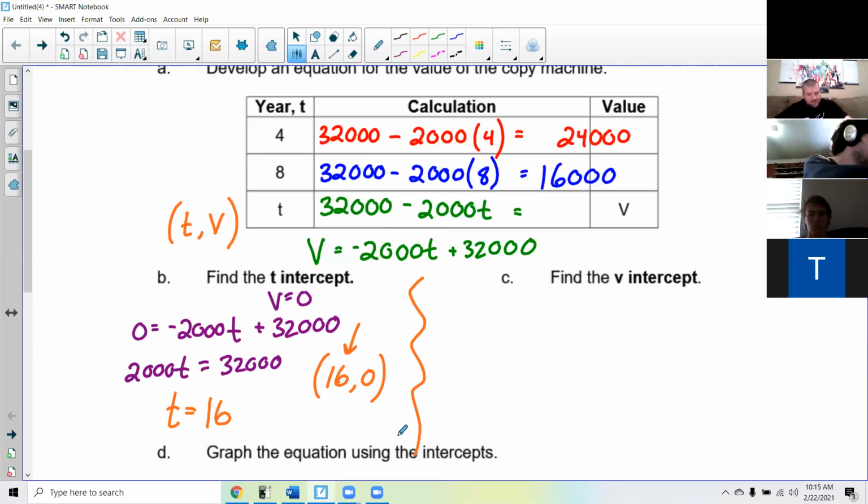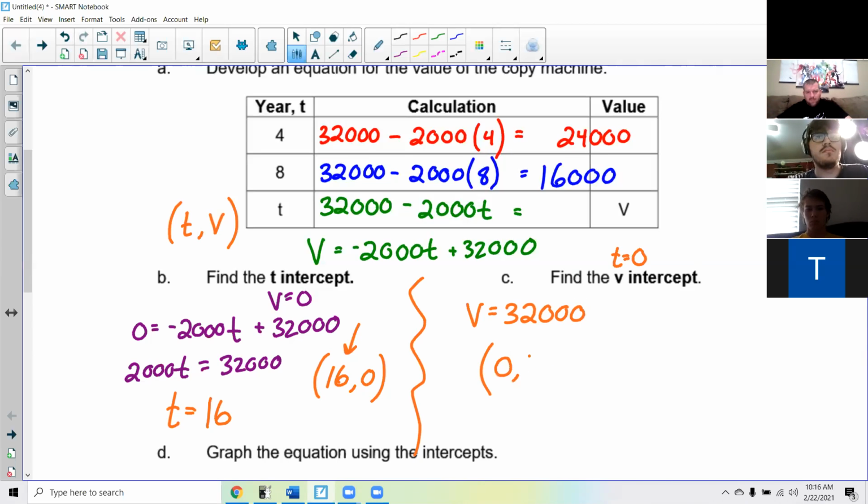Now this says find the v-intercept. If I want to find the v-intercept, that's what I get when I let t equals 0. So I'll just plug in 0 for t. I get v equals negative 2,000 times 0. That's just going to go away. So I'm just left with v equals 32,000. So if I write that as a coordinate, that's going to be the coordinate 0, comma 32,000.